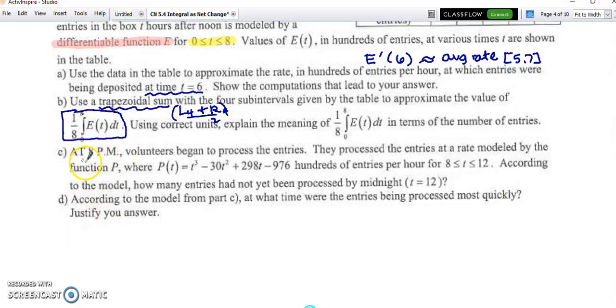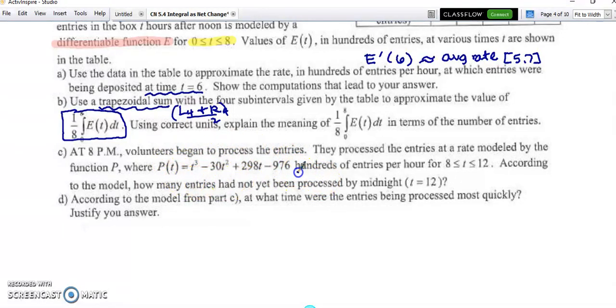Now let's take a look at the next one. At 8 p.m., the volunteers are going to begin to process the entries. So up until 8 p.m., we've been putting entries in the box, and we're using E of t as our function to designate how many entries are in the box. But now, once we begin to process the entries, that means that we're going to be taking entries out, okay? We're going to be taking entries out. So they're processing it following this function right here.